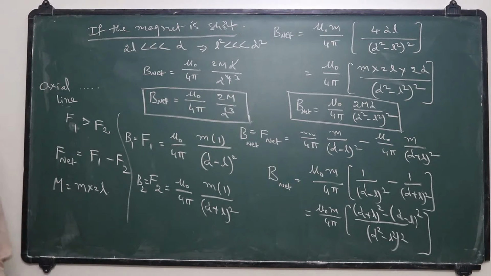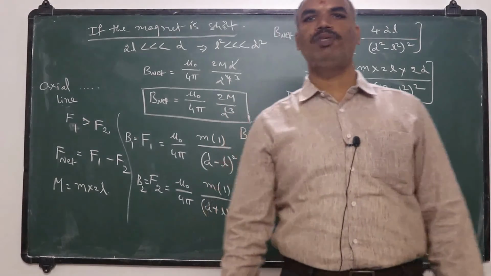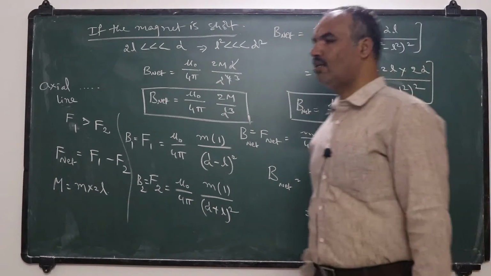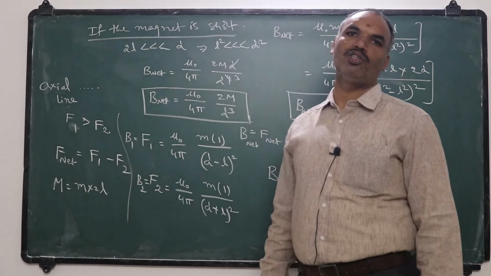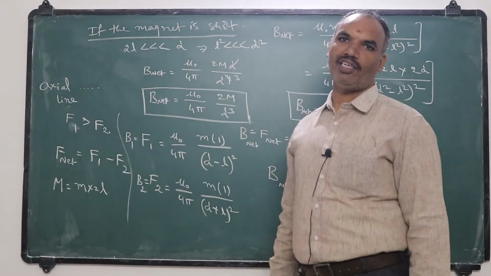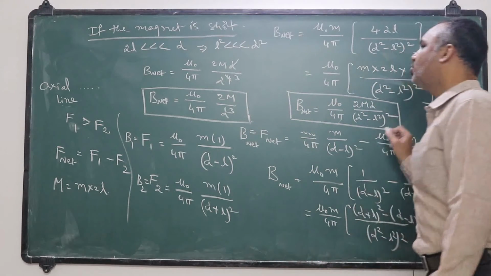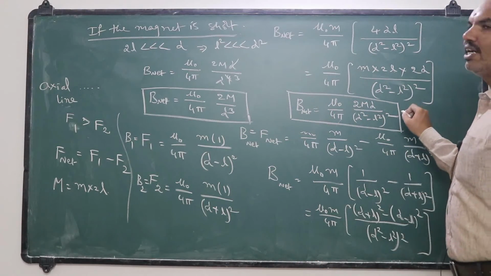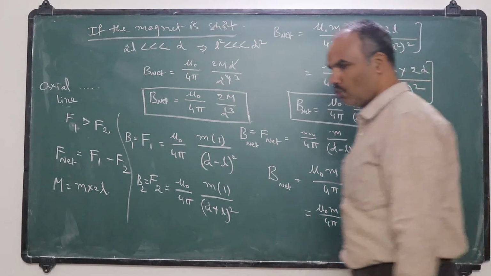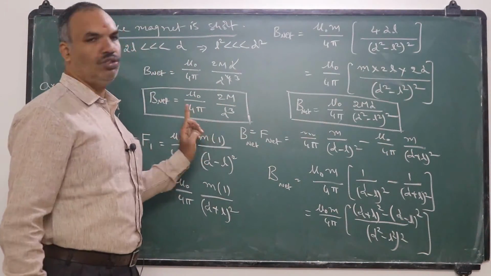This year they removed this derivation from the board examination point of view. Even though for solving objective questions we require the knowledge of this formula, in so many situations we are going to apply it, hence you have to learn it. So try to remember these two formulae. This is the magnetic induction due to a long bar magnet. This is the magnetic induction due to a short bar magnet.